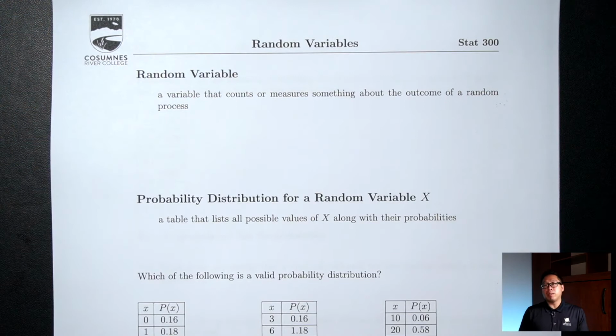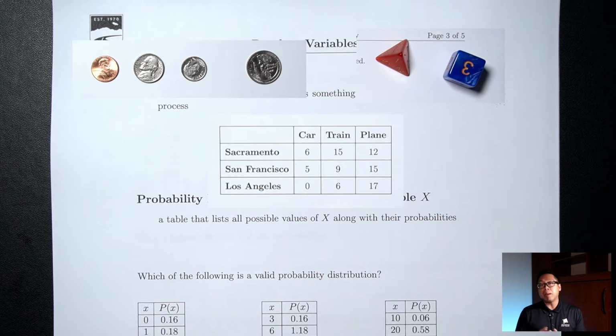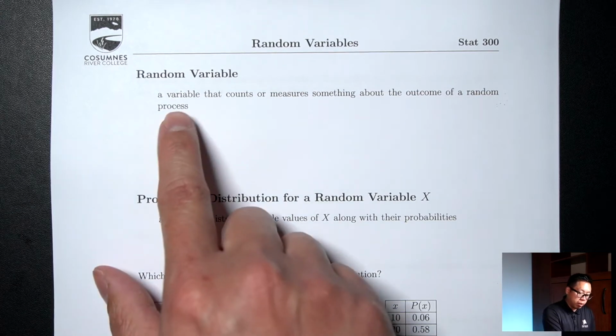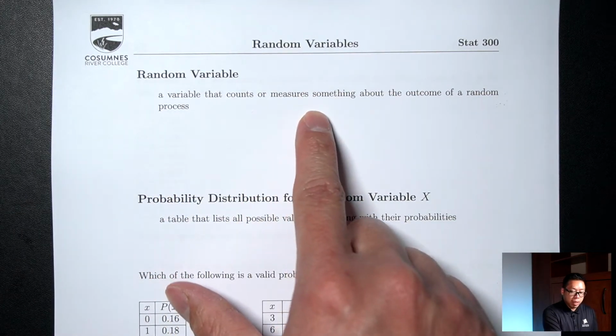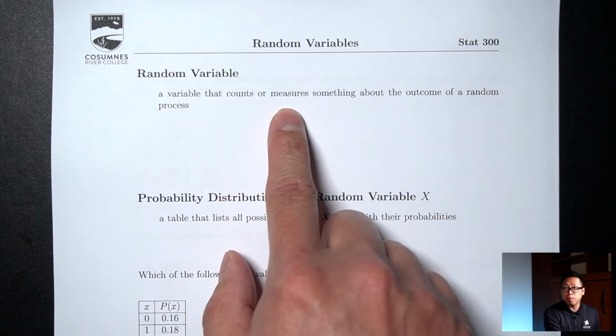We've talked about several different random processes. We've talked about flipping coins, rolling dice, and picking random people. Sometimes you end up with numbers, sometimes you don't. For example, if I flip 3 coins, you don't end up with numbers. You end up with things like heads, tails, tails, not a number. A random variable is a variable that counts or measures something about the outcome of a random process. What we're doing here is forcing numbers to happen by counting or measuring something.